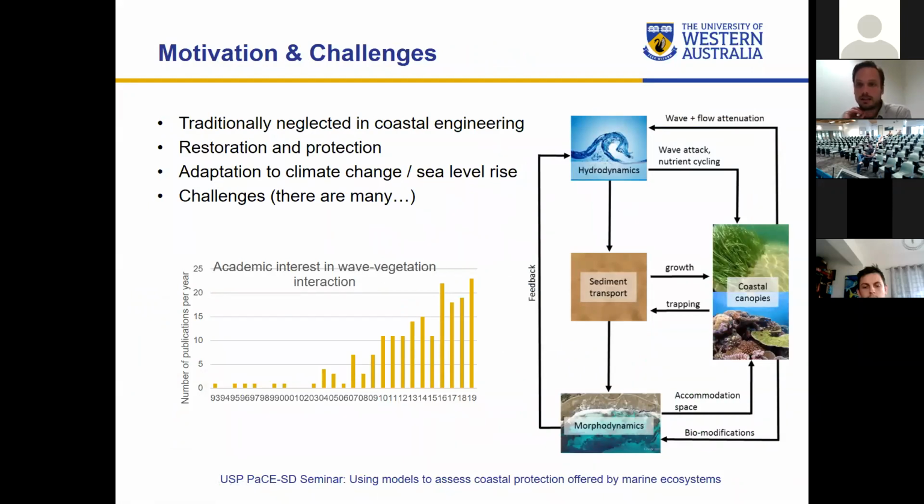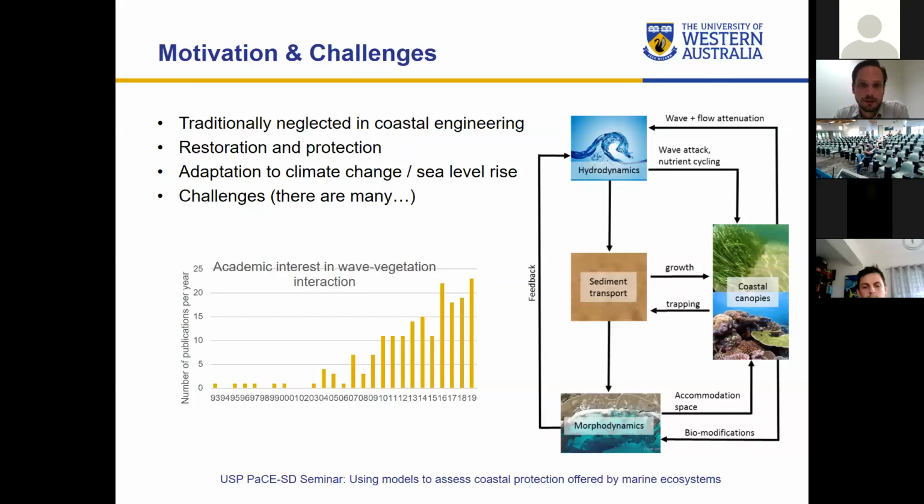Like I said, traditionally it's kind of neglected that you would have something in the offshore, so you would not really think about it when you think about coastal protection. So it's a new field, which is shown in the left plot. That's the number of publications per year that you can find online specifically on this topic. You see that only since like 2005, 2006, it really started picking up, and people started really looking into how vegetation affects waves, for example.